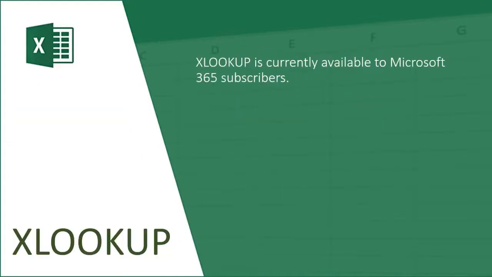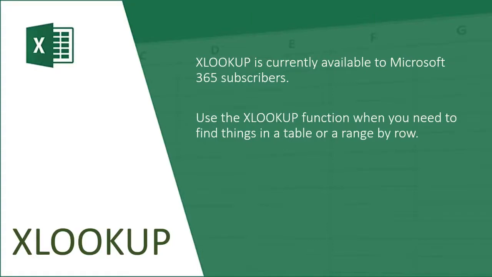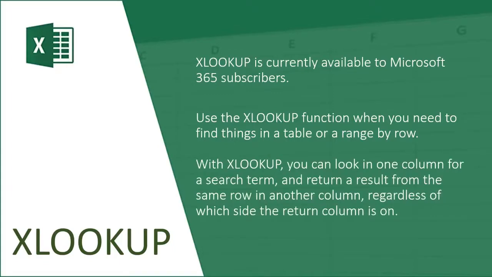XLOOKUP is currently available to Microsoft 365 subscribers. Use the XLOOKUP function when you need to find things in a table or arrange by row. With XLOOKUP, you can look in one column for a search term and return the results from the same row in another column, regardless of which side the return column is on.